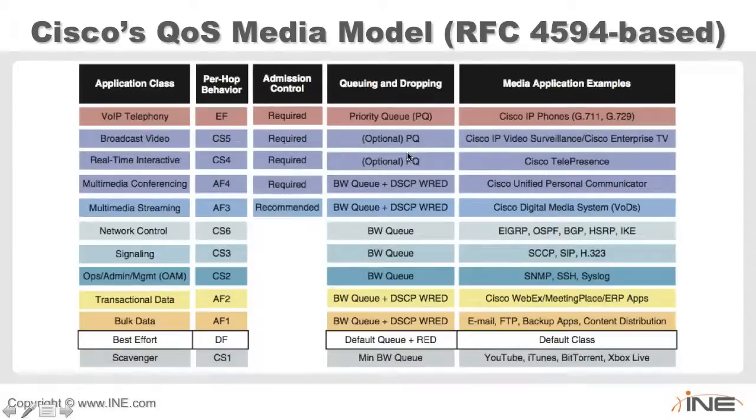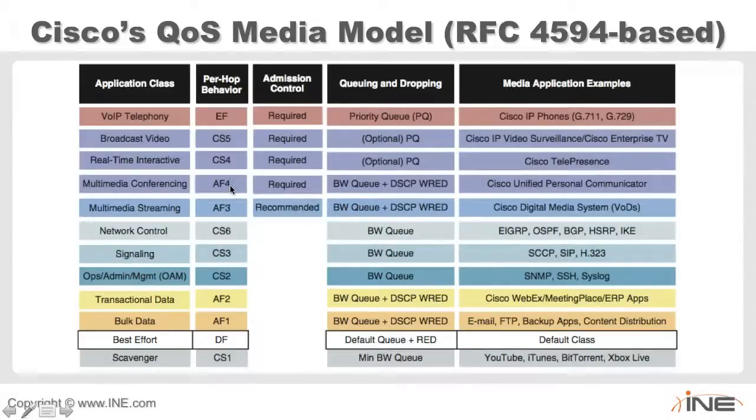Whereas unified personal communicator, maybe we're not giving it the priority queue, we're just giving it guaranteed bandwidth. And at some point we have to drop traffic, so maybe we'll give it DSCP-based weighted RED. So this only says AF4, which is the class selector. But we certainly know from other documents that this would probably be AF40, AF41 and AF31. Okay, so the drop probability is something else.